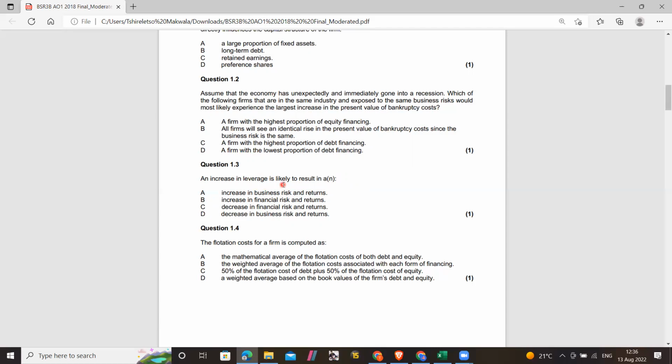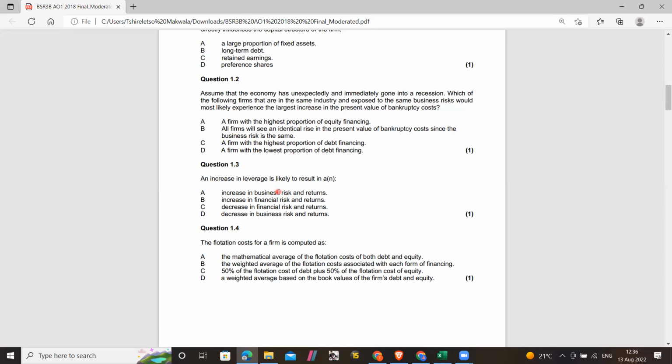So leverage, there are two types of leverage. There's financial leverage, right? And operating leverage, right? Financial leverage and operating leverage. Leverage in total, this is the definition of leverage. It means you are benefiting from paying a fixed cost. That's what leverage means, right?